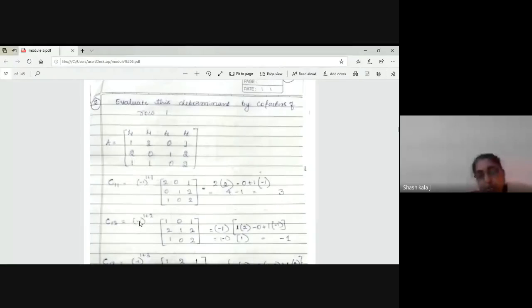C12 is minus 1 to the power of 1 plus J, where J is the column. Which element do I have to consider? This element. So you have to leave that row and that column. The remaining matrix will be 1, 0, 1, 2, 1, 2, and 1, 0, 2. And then 2 plus 1 gives minus 1 to the power of 3, which is minus 1. Then you find the determinant of this so that you will get minus 1. Similarly, can you find C13? Please all of you calculate C13 and write your answer in the chat box.